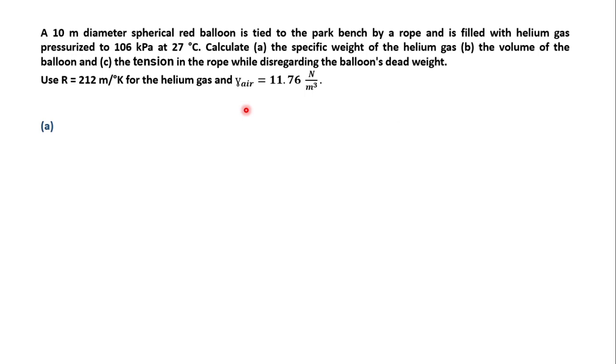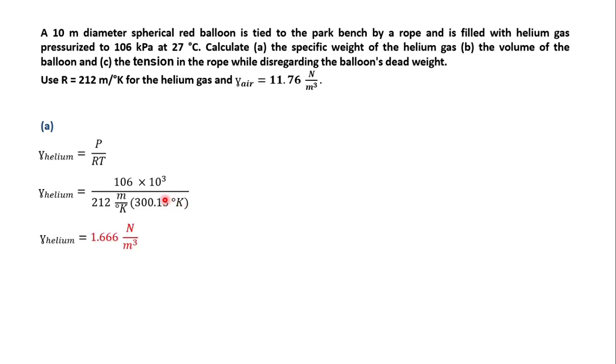So first, let us solve for our specific weight of the helium gas. So we will use the formula P over RT. Our pressure is 106 kilopascal, so 106 times 10 raised to 3. Then our universal gas constant, we have 212 meter per degree Kelvin and 27 degrees Celsius. So we have to add 273.15 plus 27. We get 300.15 degree Kelvin. Then we cancel this degree Kelvin and we get this answer, 1.666 Newton per cubic meter.